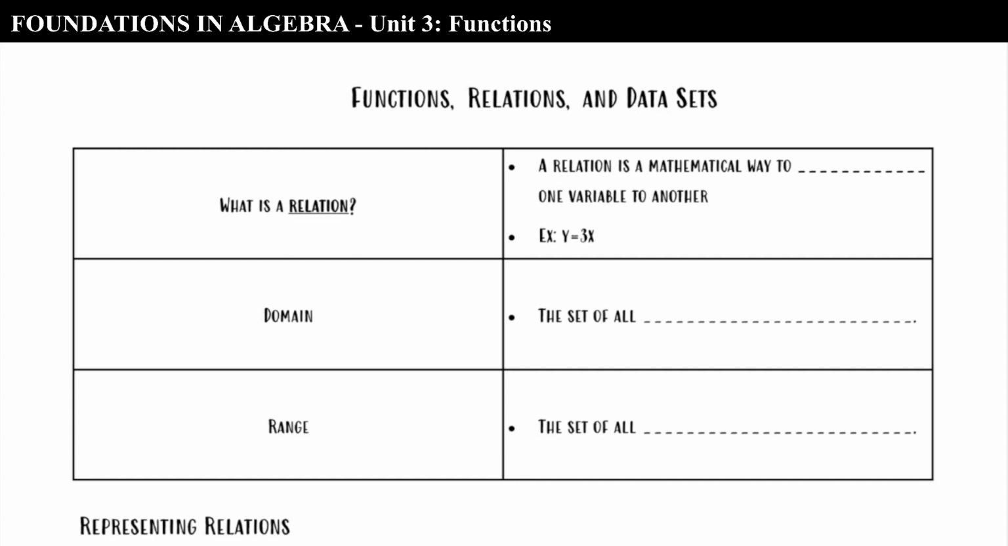So we're going to start off by talking about what a relation is. A relation is a mathematical way to relate one variable to another. Okay, so we are not being all that clever about how we name these things. A relation is how we relate things to one another. For example, we can relate the variables y and x and say that y equals 3x. That is a relation.